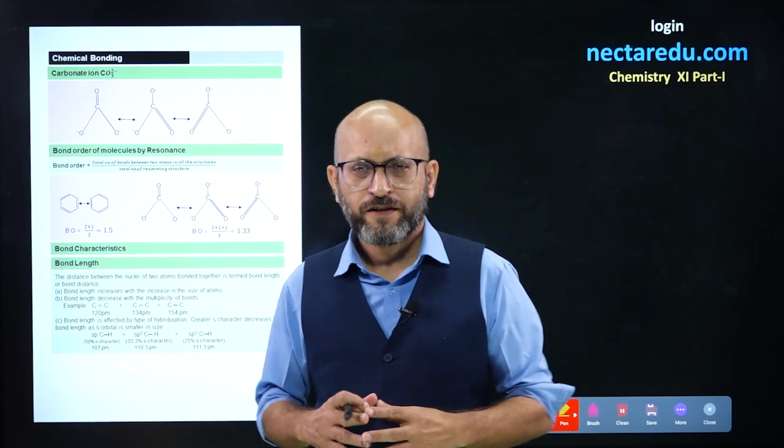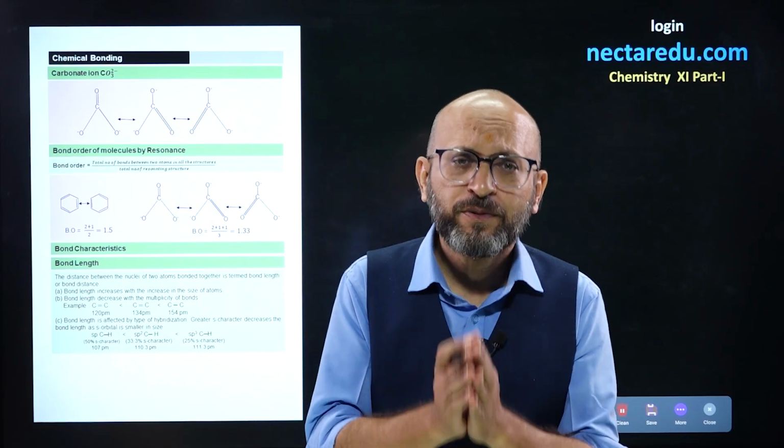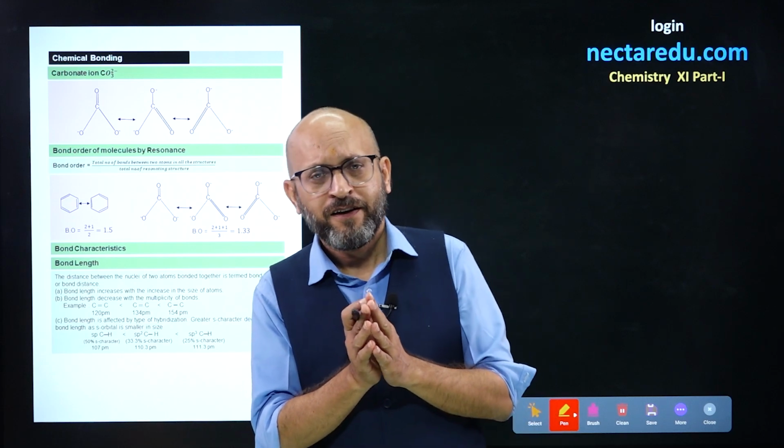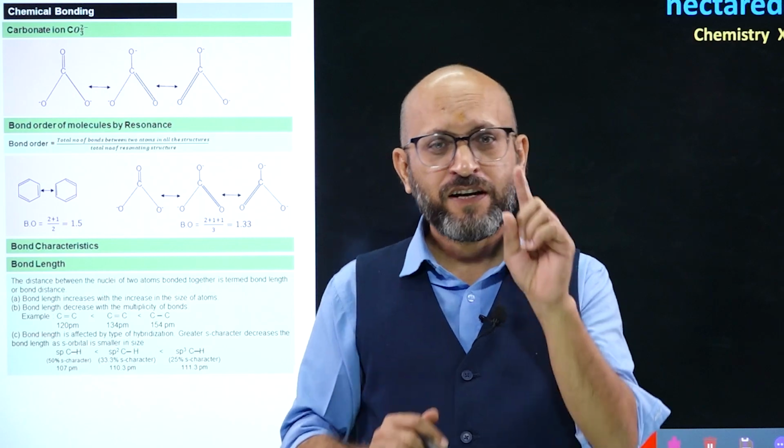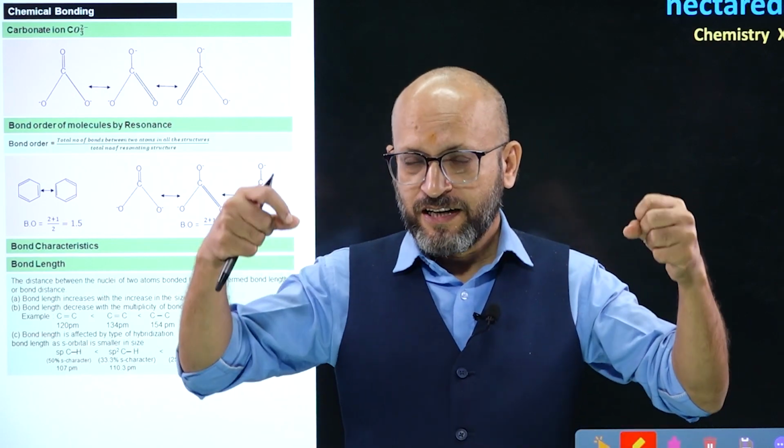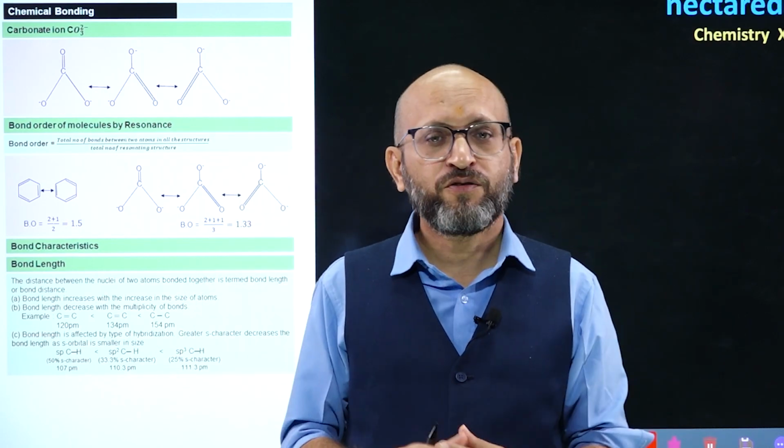So what is bond order? Bond order is the number of bonds between two atoms. For example, in a hydrogen molecule there is one bond between two hydrogen atoms. So the bond order of a hydrogen molecule is 1.